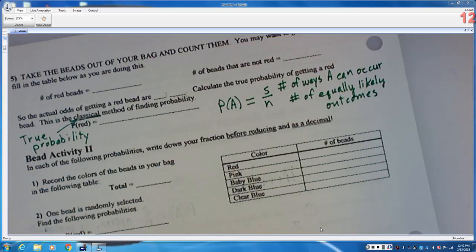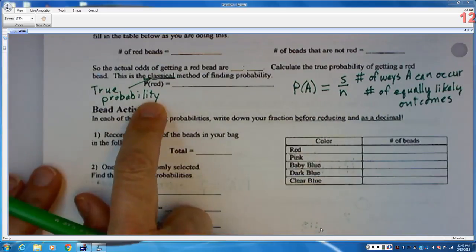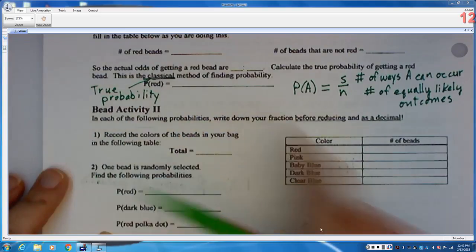Kidding. Okay. All right, so do you guys understand a little better about probabilities just from doing that experiment? Experimental probability versus true probability. Here we knew the sample space because we took the beads out of the bag and counted them. Bead activity 2 is for later if we have time. We're going to go on and continue with the notes.